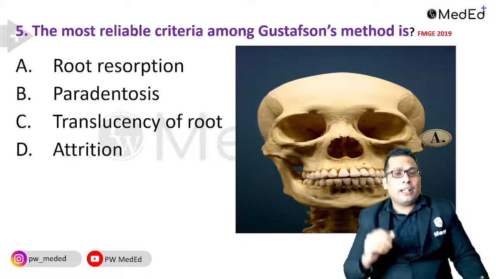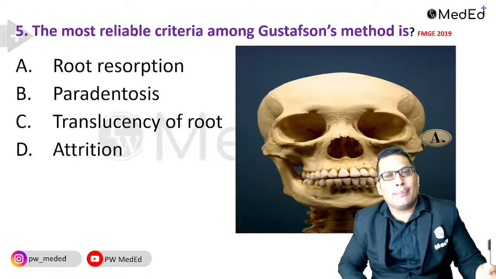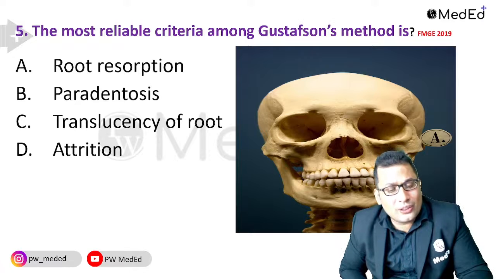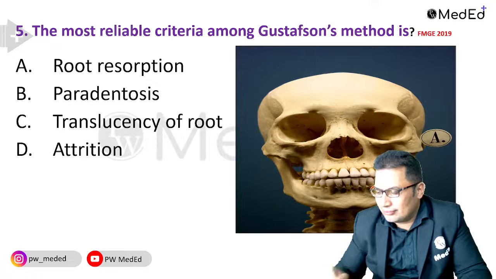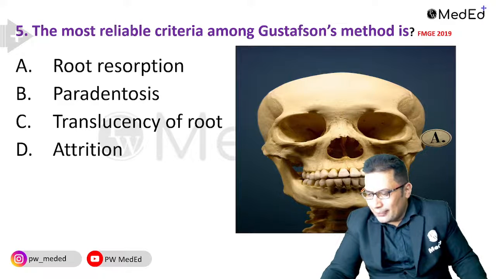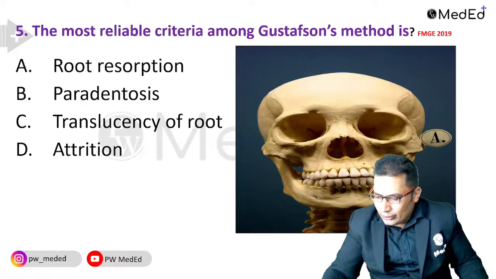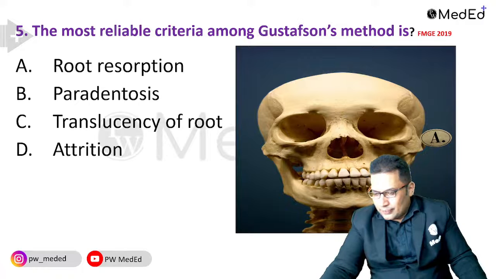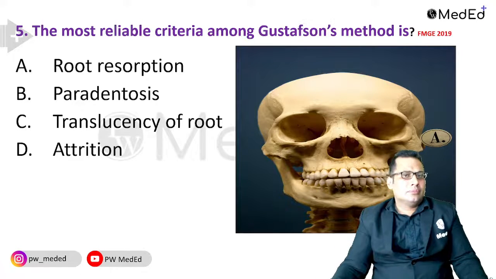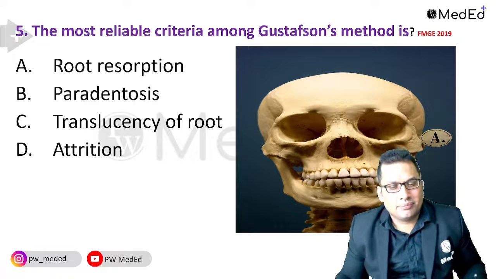The most reliable criteria among Gustafson method is, options are root resorption, parodontosis, translucency of the root, attrition. Answer, all of you. Try to answer. A, B, C, D. You type in the chat box. Most reliable criteria, Gustafson method.